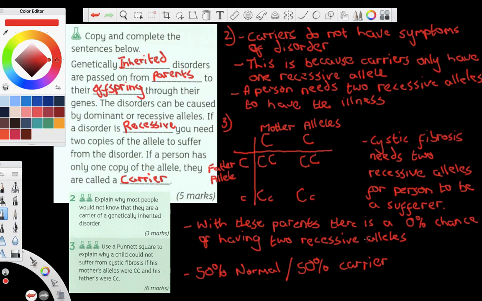So you get 3 marks for the correct Punnett square, 1 mark for saying that cystic fibrosis needs to have 2 recessive alleles for the person to be a sufferer. You needed to say that with these parents there is a 0% chance of having 2 recessive alleles, and then you needed to say that there was a 50% chance of having a normal child and a 50% chance of having a carrier.